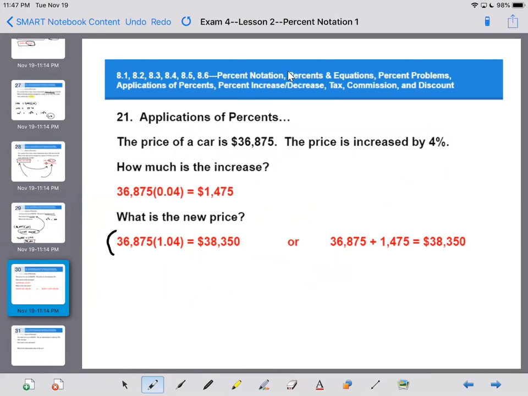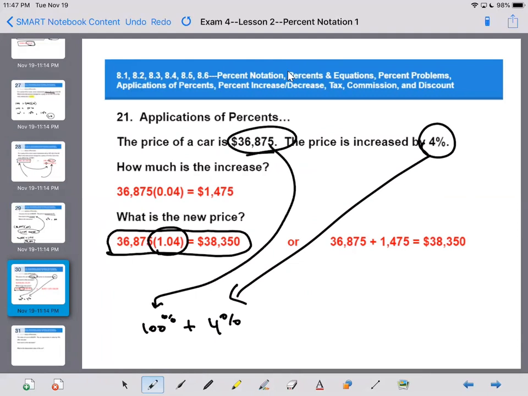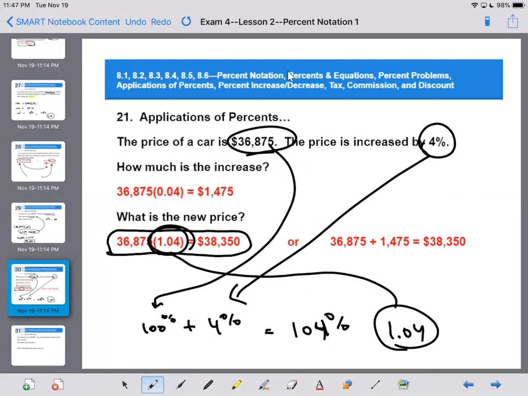Or, as we see in the next slide, you can multiply the 36,875, which is the car, by 1.04 because you're getting a 4% increase. You're already paying the $36,875. That's the 100%. We're going to pay all of that, but the price increased by 4%. So we know that we're going to end up paying 104%. And 104% as a decimal would be 1.04, and that's what you see in this equation.